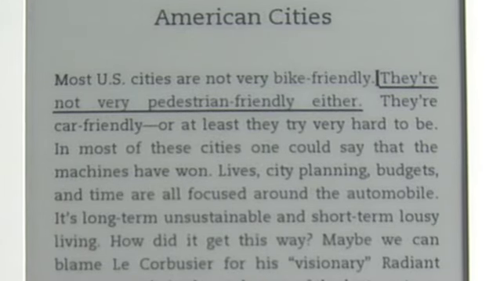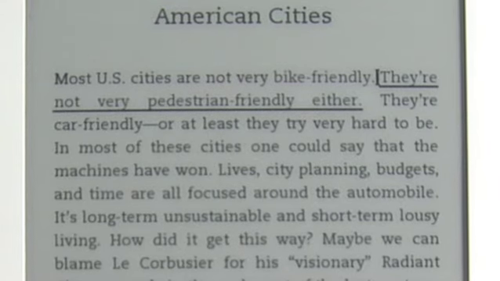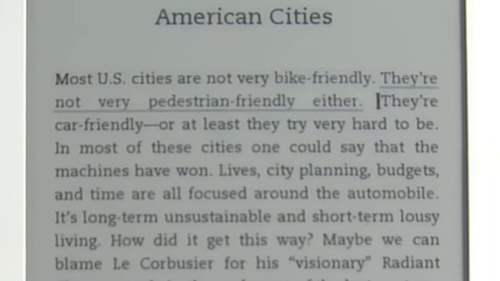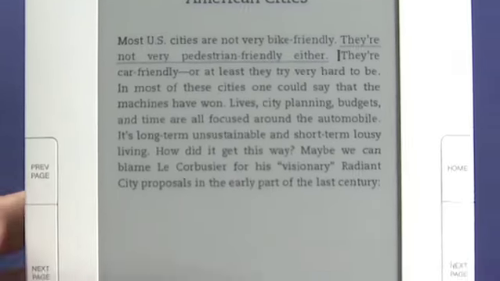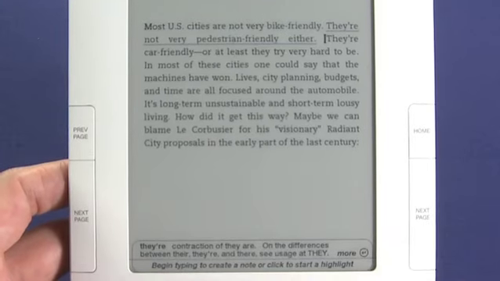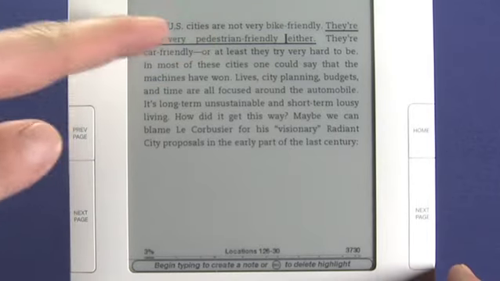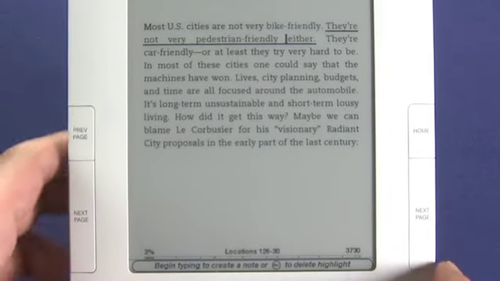We can also choose to add a note to our highlight by simply moving the cursor to where we want the note to be. In this case, we're going to make mention of this passage here saying they're not very pedestrian friendly either. And all we have to do, you can see here, is begin typing to create a note. So we're going to put it here. If we put it within the highlight, it'll actually associate the note with the highlight.